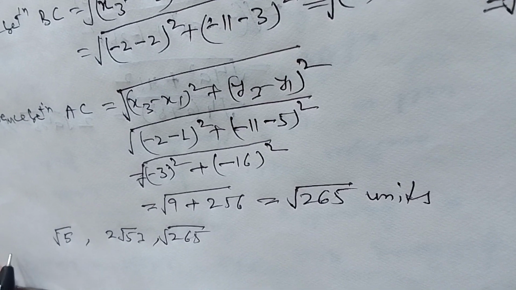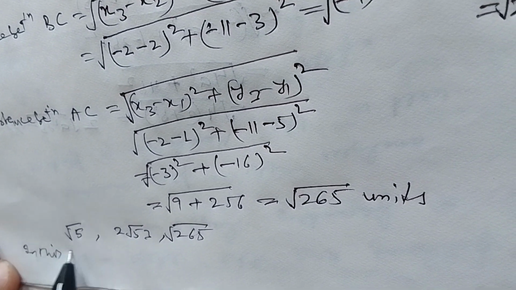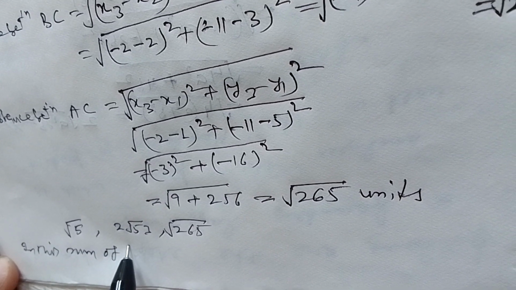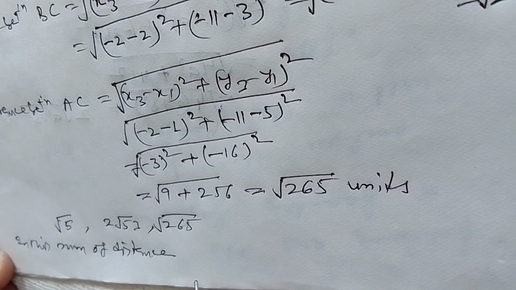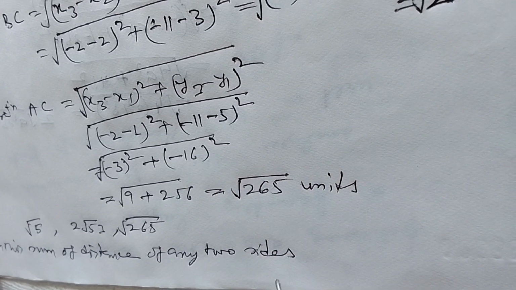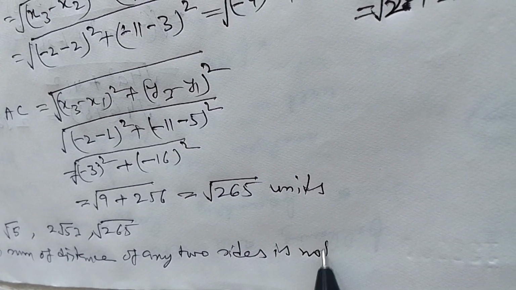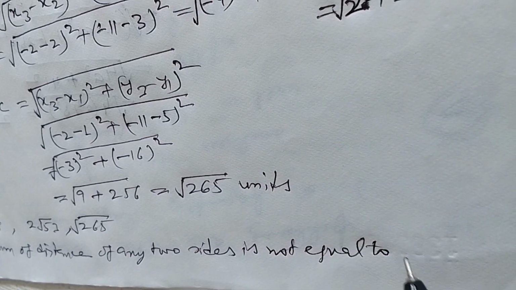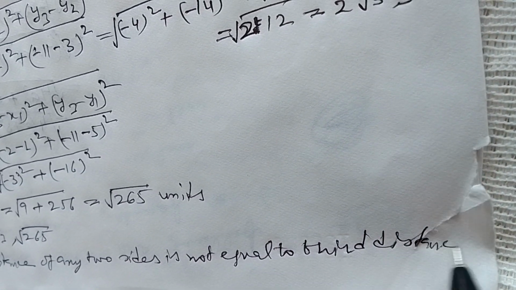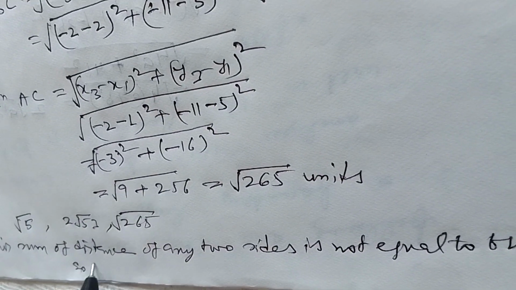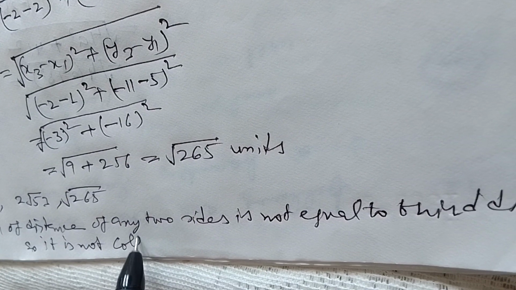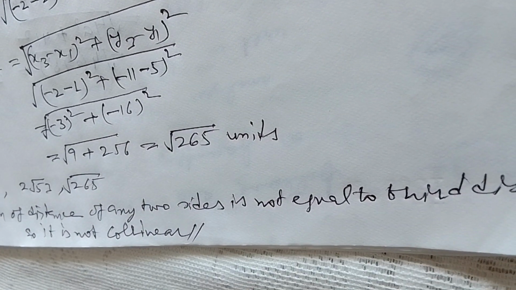So we can write in this: the sum of the distances of any two sides is not equal to the third distance, so it is not collinear. So this is the answer of the third question.